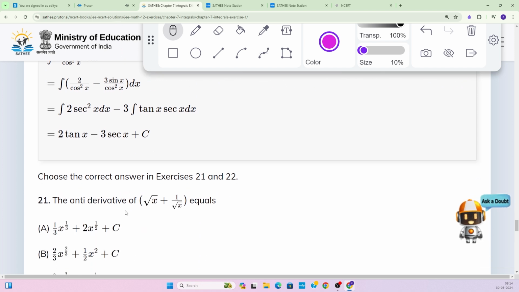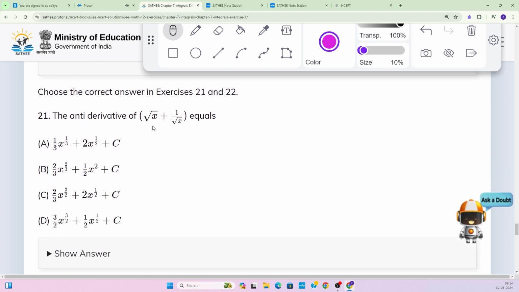Now let us move to problem number 21. The antiderivative for this: one way is to differentiate all the options, and whichever option gives you this as its differentiation will be your answer. But we will not apply such a long process. We will directly do the integration. To find the antiderivative, we just do the integration. Now using the results, you will have directly this form.